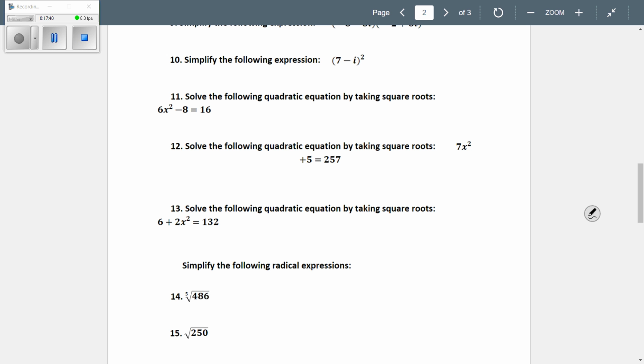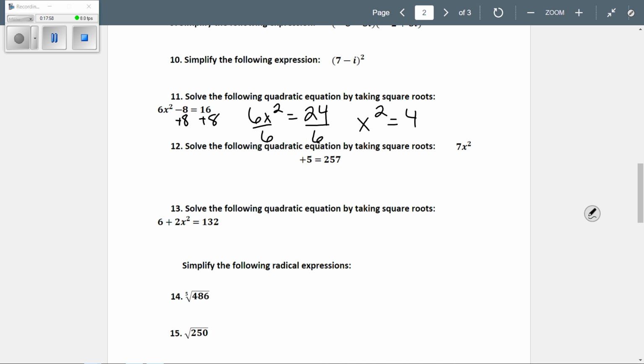We're going to add 8 to both sides. Oops, plus 8. We have 6x squared equals 16 plus 8 is 24. Then from here, x squared still isn't by itself. Divide by 6, x squared equals 4. Now it's by itself. So now we square root both sides. Square root, x equals plus or minus 2.